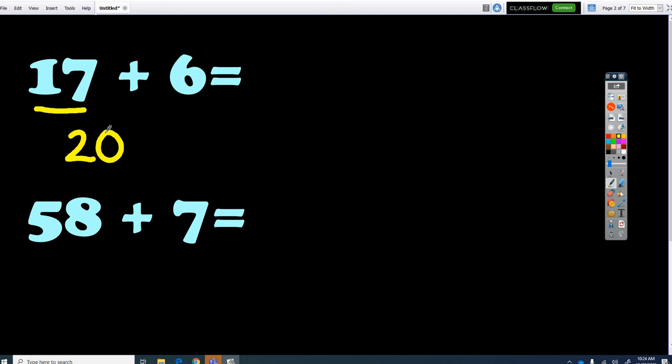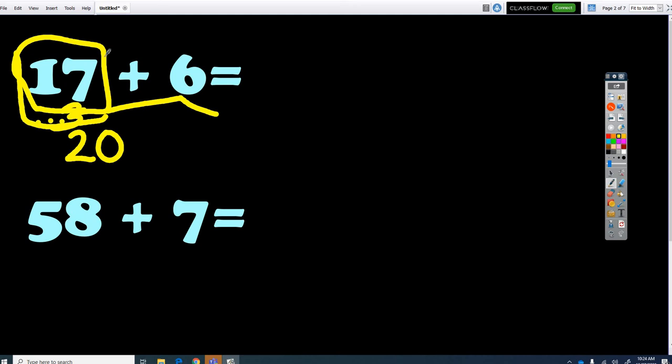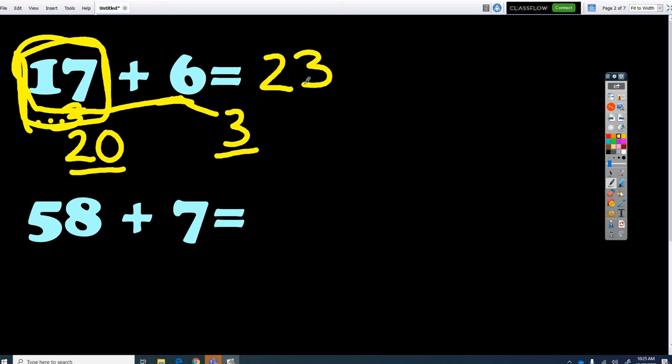20 would be the next one it would need to turn into. And to turn it into a 20, we should know that 17 needs 3 more, because 17, 18, 19, 20, it needs 3 more. And remember, we steal that 3 from this 6. And now we have turned the 17 into a 20. But since we took it from the 6, it's only going to have 3 left because it gave 3 to the 17. So then we think in our head, well, 20 plus 3 is pretty easy. We know 20 plus 3 is 23.